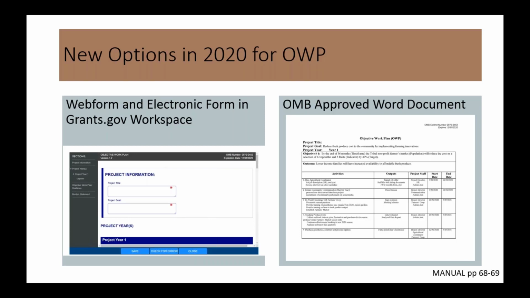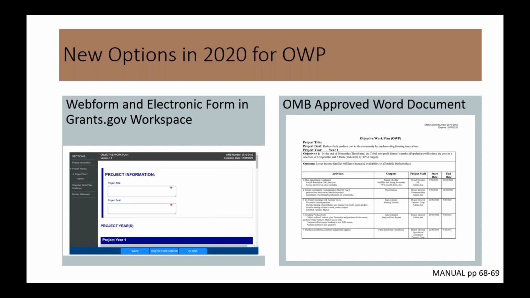So you have the web form, you have the yellow electronic form, and now there is the Word document that you can fill out for your OWP. You only need to do one of these options. The reason for allowing the Word version was that many people were having trouble using the Word document as a draft, cutting and pasting, and then putting it into the electronic form, which was required last year. And people said that it was just too difficult.